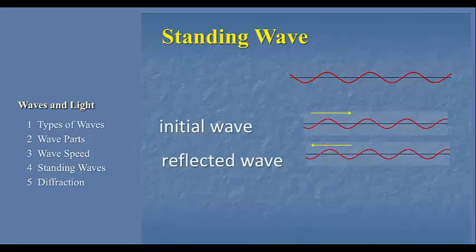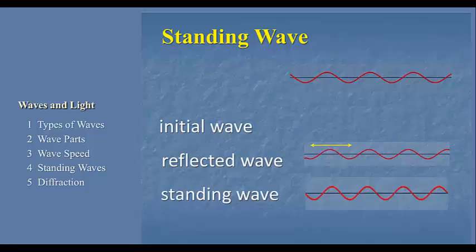If it does so in just the right way, reflected crests line up with the crests of the initial wave, and the two waves reinforce each other like this, generating a wave with a larger amplitude. And notice that it no longer seems to move to the left or to the right. That's why it's called a standing wave. This is the kind of wave that reinforces the notes made by musical instruments like a guitar.